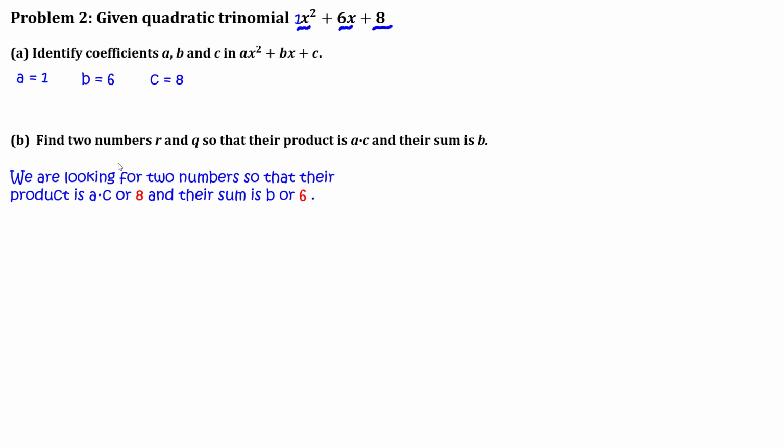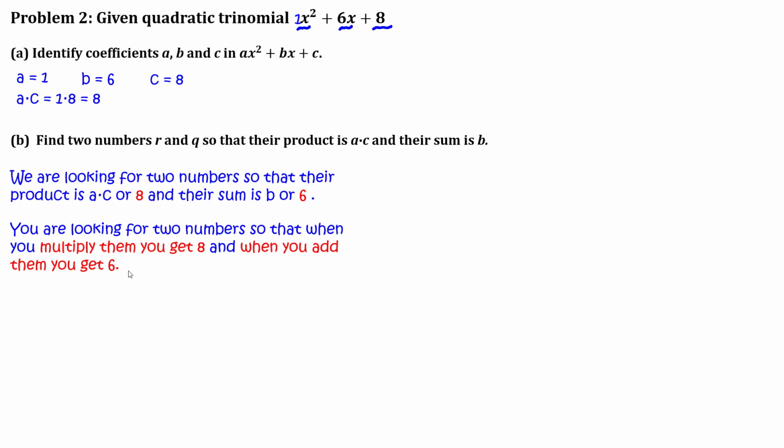Now we're looking for two numbers r and q so that their product is a times c. A times c is 1 times 8, or 8. So we're looking for two numbers so that their product is 8, and their sum is b, which is 6. So you're looking for two numbers so that when you multiply them, you get 8, and when you add them, you get 6. First, we're going to find two numbers that multiply to 8, and then we're going to check the sum. That's how we've been solving these.